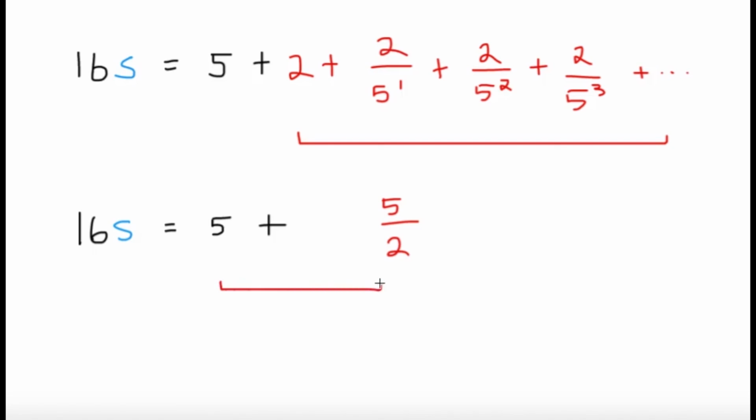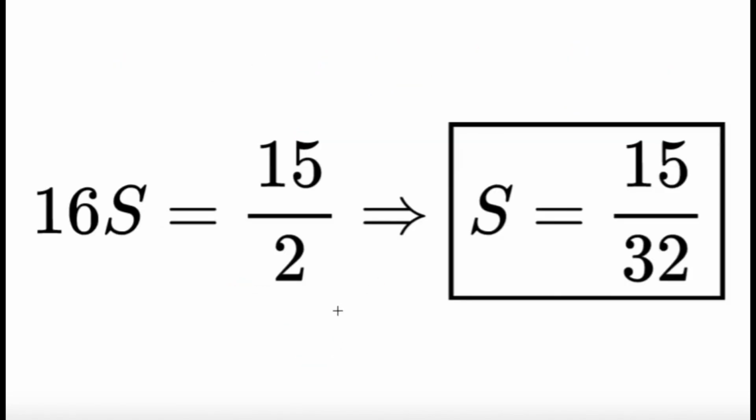So 5 plus 5/2 is going to be 15 over 2. So 16s is 15 over 2. Solving for s, we get s is equal to 15 over 32. And this will be our final answer.